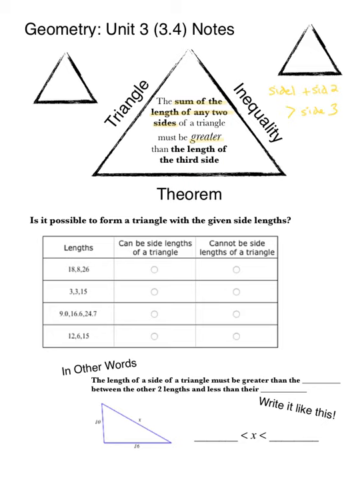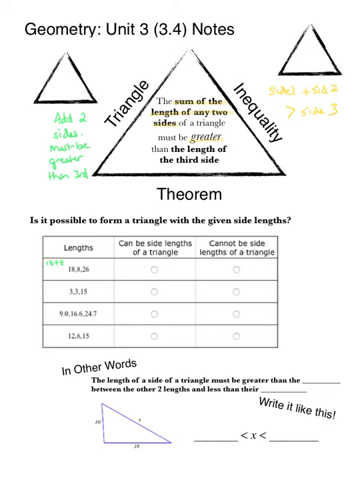Now you're thinking, okay, which side plus which side? It doesn't matter. Add two sides, see if they're greater than the third side. So that's all you do. Add two sides, must be greater than third. So let's take a look, and we're going to write some stuff out.